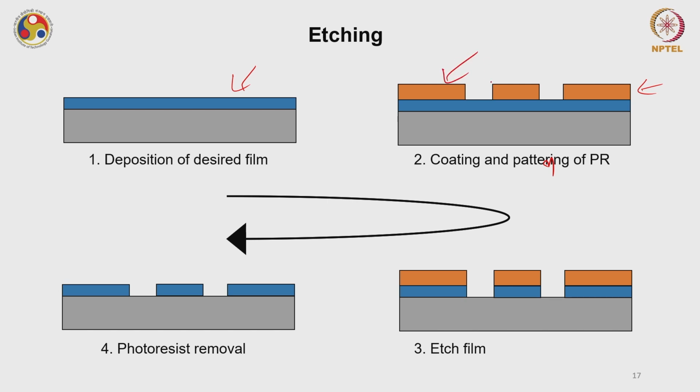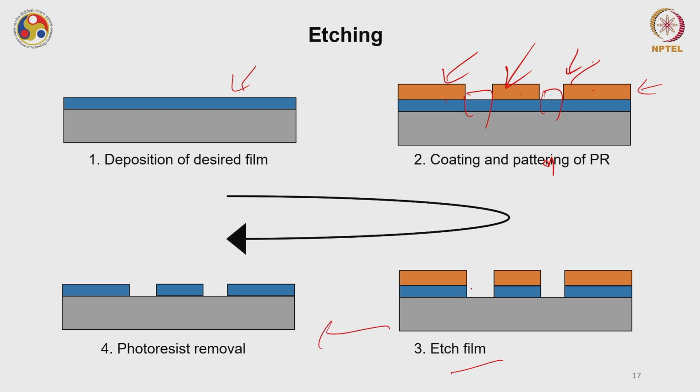So this orange thing is the patterned photoresist. Now what I have to do is, this is a temporary transfer of the mask. This pattern was in the mask and we have temporarily transferred it into the photoresist. Now I have to etch down this particular area of the film, and this is called etching, that we are discussing now.